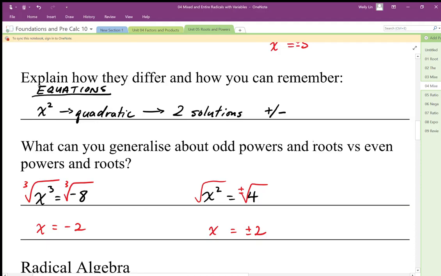So the even powers, which I'm going to highlight here, even powers, we always end up, must remember, plus minus.